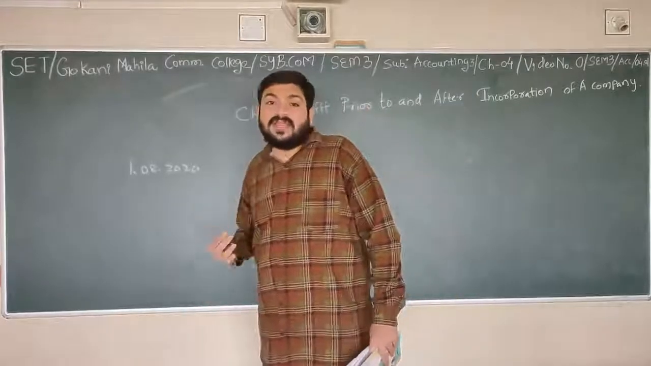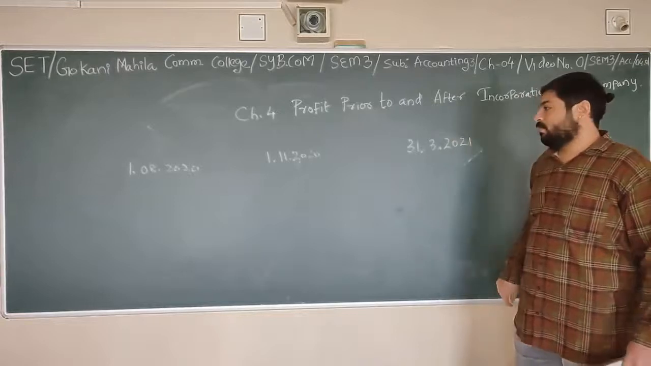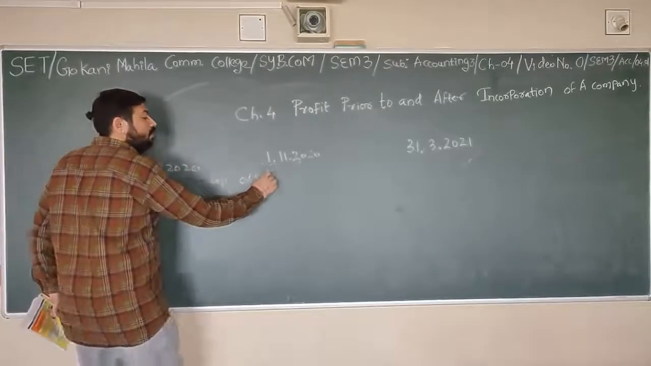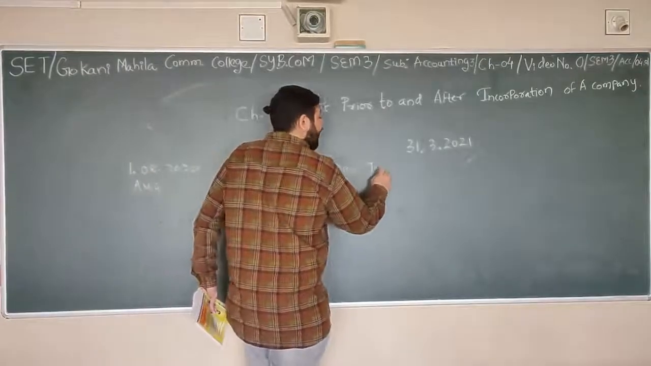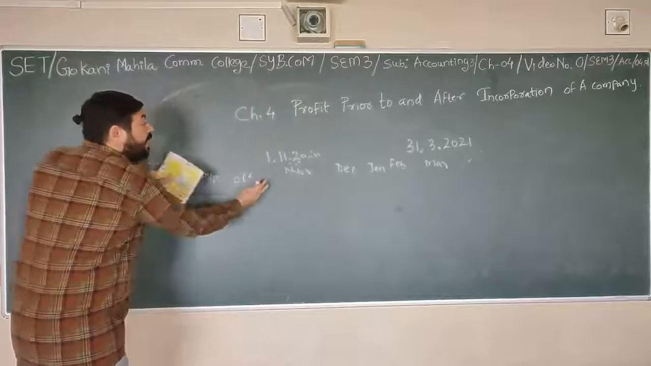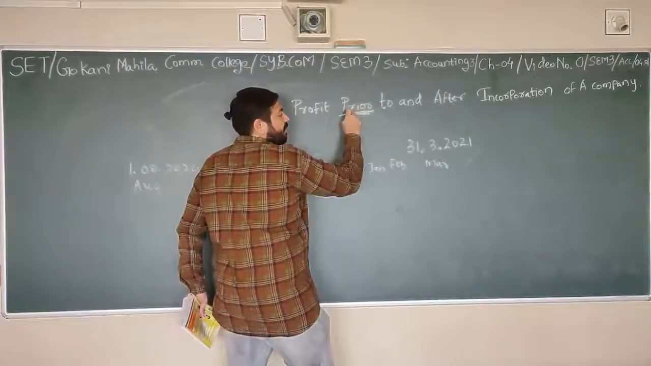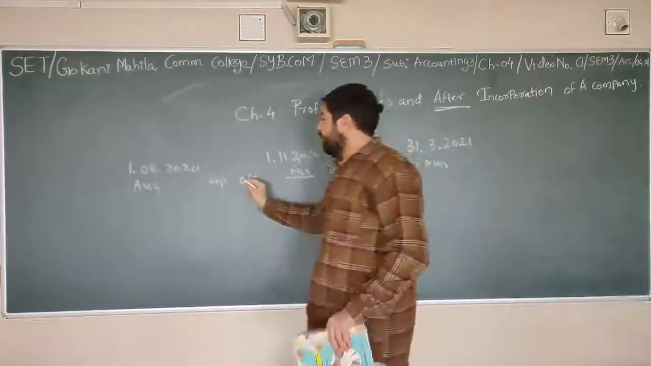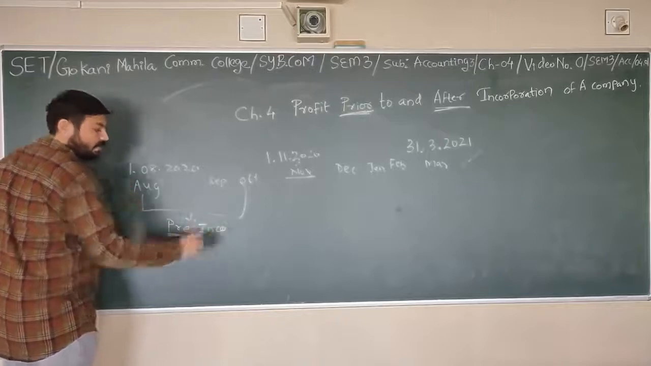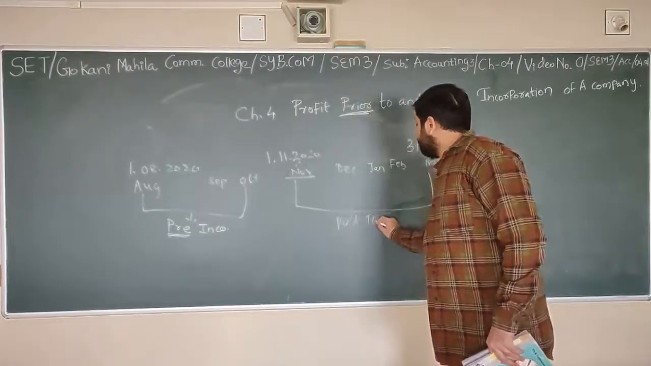And my business year, that is financial year, will be ending on 31st March 2021. So here I have August, then September, October, this is November, December, Jan, Feb, and this is March. From this date onwards, my business is registered. So everything before November is prior to incorporation. So before November, this is my pre-incorporation period. And from November to March, this is my post-incorporation period.